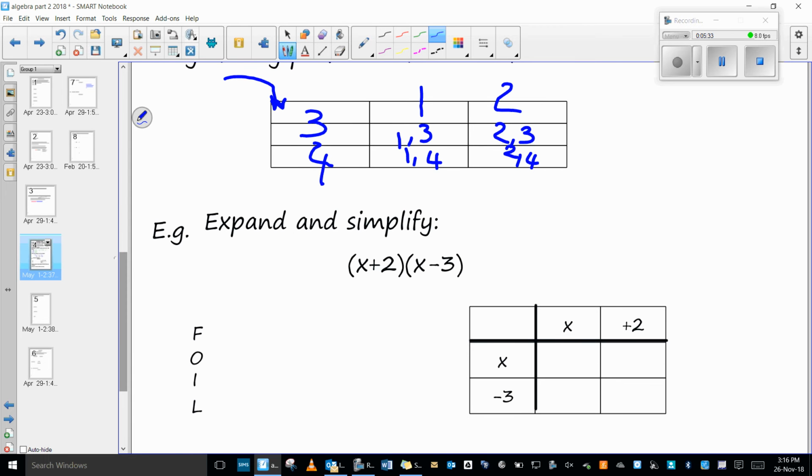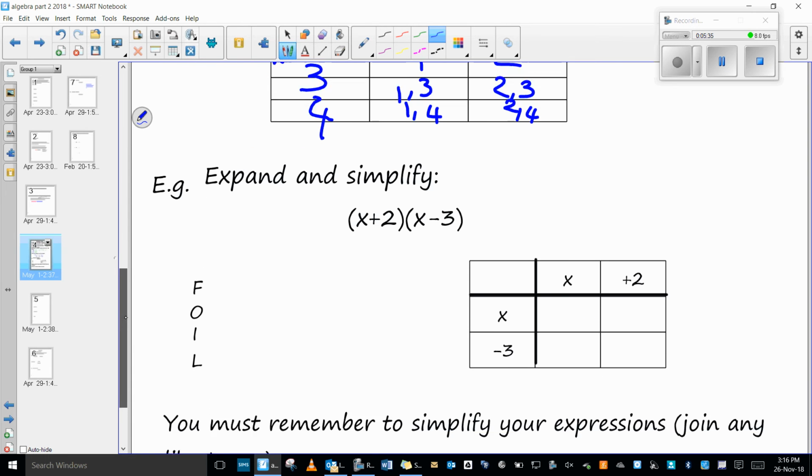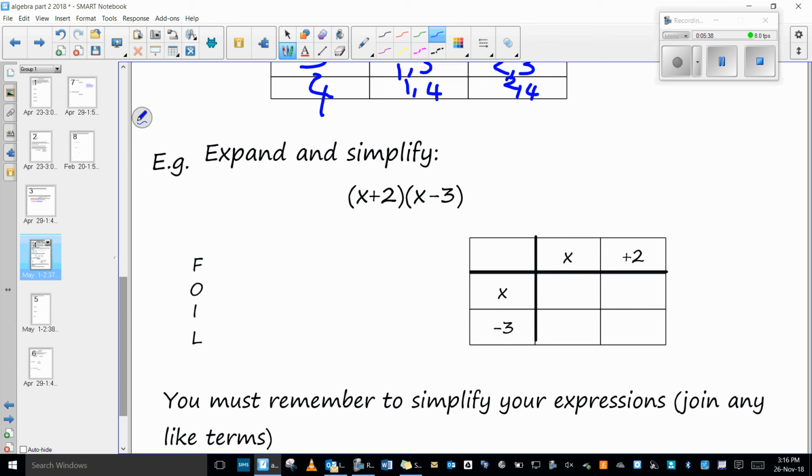No, you're just multiplying them. It was just a way of making sure that you had them. Alright, so my FOIL method. I need to remember that I'm multiplying. Okay, so I'm multiplying my two first terms.